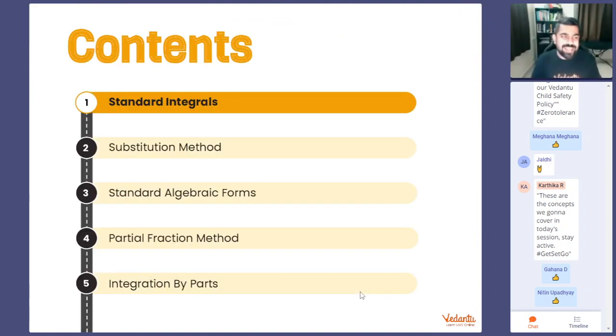Fantastic. So what are we going to look at in this chapter? What do I have in store for you over the next few lectures? This is the plan. We will be looking at your standard integrals today, so today is going to be a relatively easy and happy class. Then I'm going to teach you the substitution method, some algebraic forms, partial fractions, integration by parts, and a lot more. What we are looking at is indefinite integration.